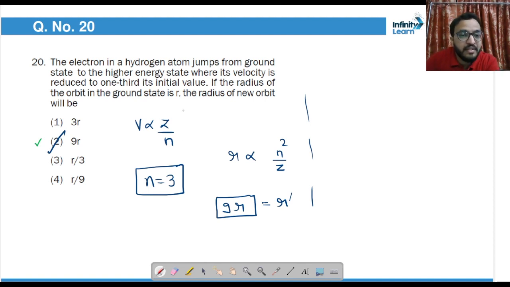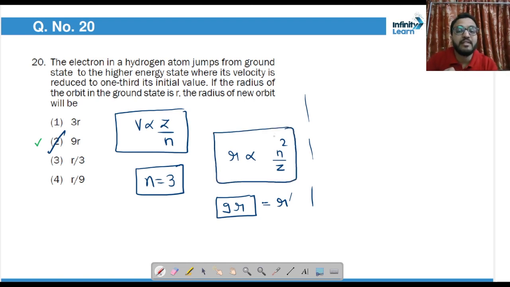You need to remember these things, students. How velocity depends upon z and n, how radius depends upon n and z. Do you understand? These things you need to remember.